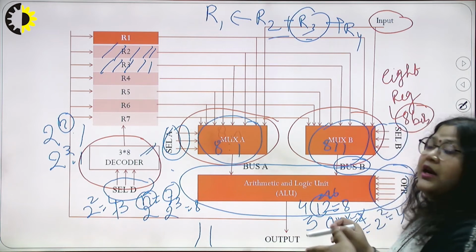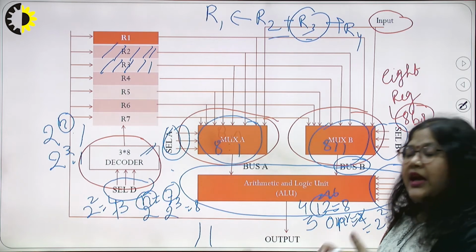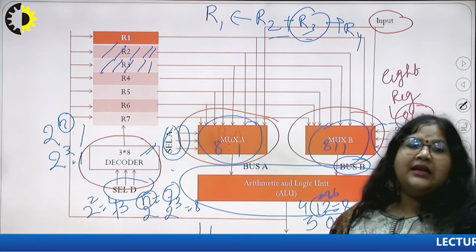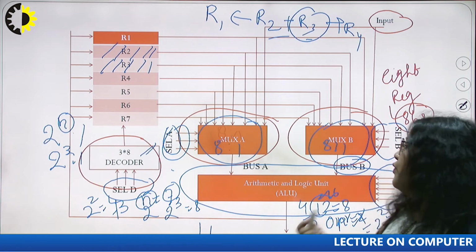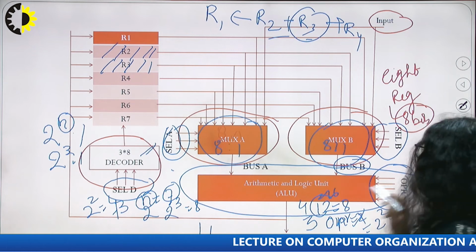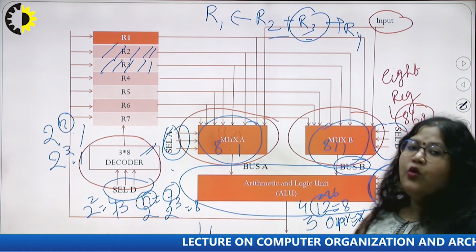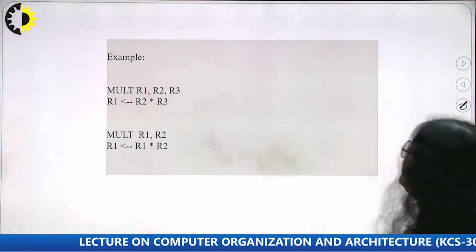If we define the ALU operations as 16 or 12, and the ALU operations increase to 32, then the OPR bits change from 4 to 5 because 2 to the 5 equals 32. So this is the basic working of the OPR. I think it is clear now. Now move to the next slide.